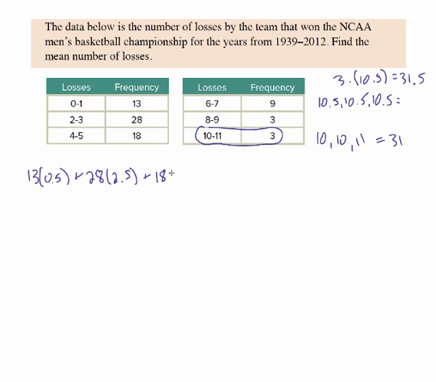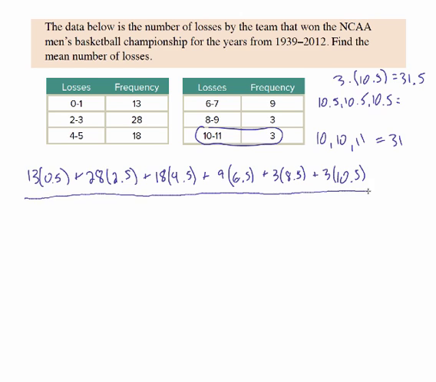Next, there were 18 teams that lost either 4 or 5. On average, that would be 4.5, so we'll add up 18 4.5-loss teams. 9 teams lost either 6 or 7, so we'll add up 9 6.5-loss teams. 3 lost 8 or 9, so we'll add up 3 8.5-loss teams. And 3 lost 10 or 11, so we'll add in 3 10.5-loss teams. Now what we have there is an estimate for the total number of losses by all of those teams.